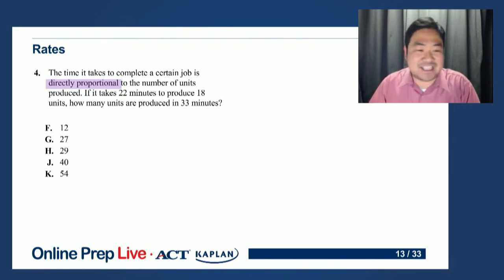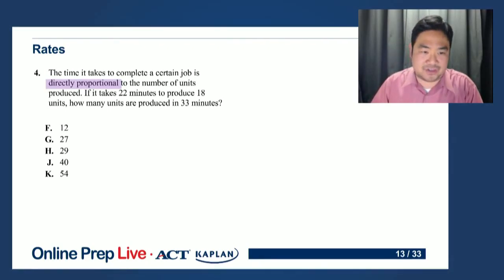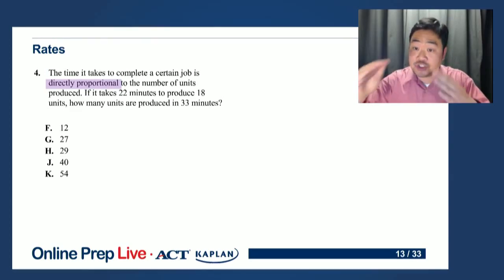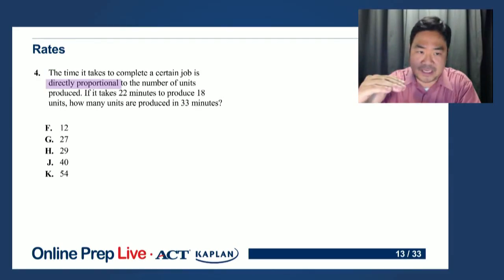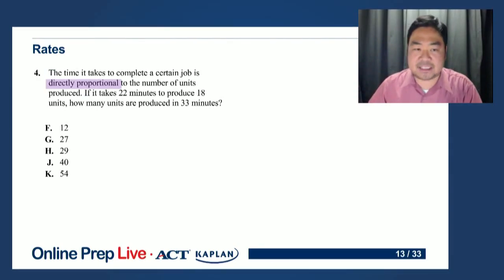I see a few people mention that in the chat. Directly proportional. So it says the time it takes to complete a job is directly proportional to the number of units produced. Okay, so I've got these two things, right? Time and number of units. If it takes 22 minutes to produce 18 units, how many units are produced in 33 minutes?